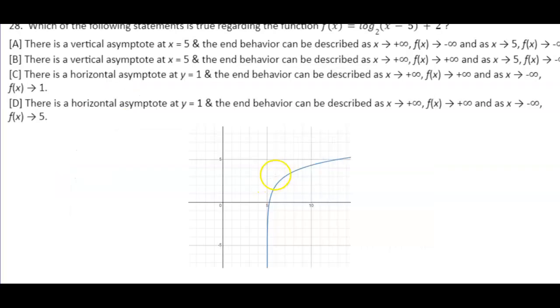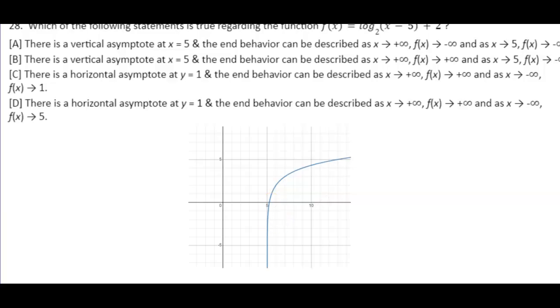We've got another technology question here. You're given the equation for a log function and you're asked about its end behavior. You really need to graph this in Desmos so you can visualize the end behavior. So here's the graph of log base 2 of x minus 5 plus 2 for you.